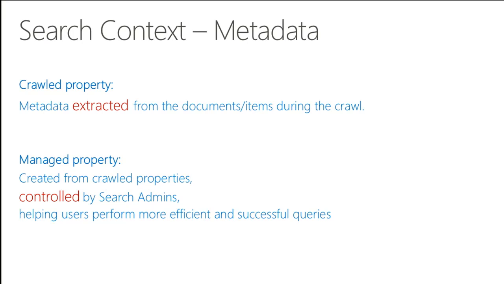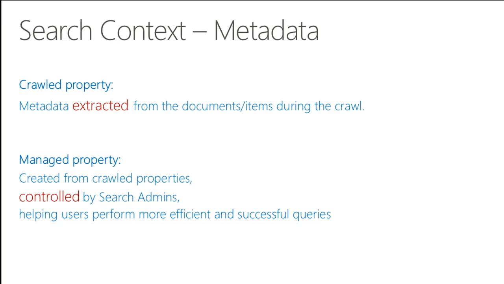You will have a lot of crawled properties, hundreds, maybe thousands of properties, if you have a big environment. But we don't use them immediately. We don't use crawled properties as is. We have to define managed properties in order to make them available on the search UI. Those managed properties are controlled by the search administrators, and those are the ones that we can use in our search. Why is this important?